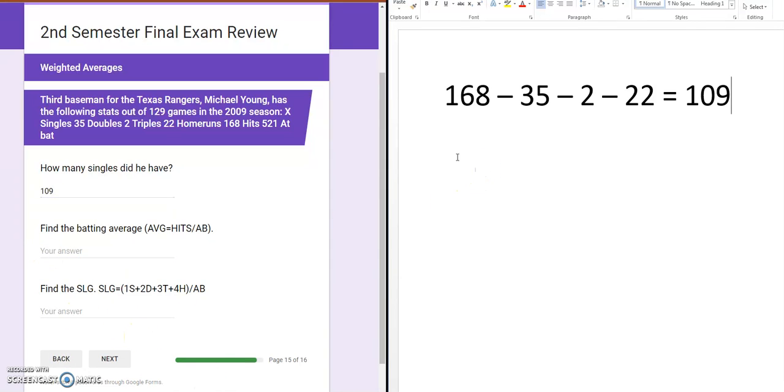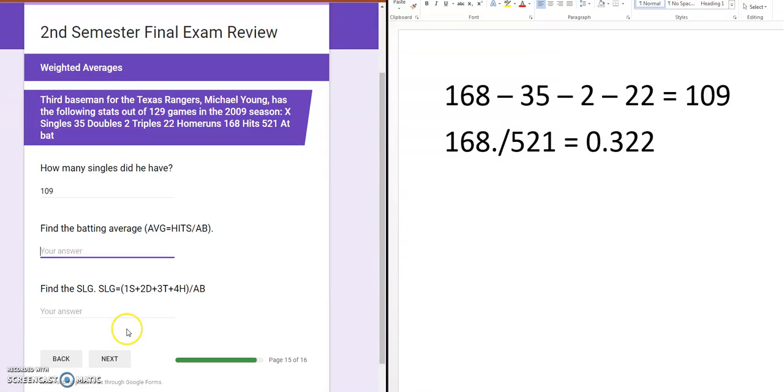To find the batting average, you take the number of hits, which is 168, divided by the number of at-bats, which is 521. And guys, if you put a decimal right here when you type it in the calculator, it will automatically convert it to decimal form in the calculator for you. Here we get 0.322 for the batting average.